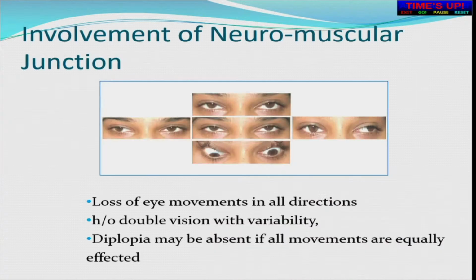Last but not the least, you should never forget the involvement of the neuromuscular junction, and myasthenia can mimic any kind of nerve palsy or muscle palsy. You should always keep that in mind and should ask for the history of variability and look at the patient at different times to assess the deviation and look at the variability.